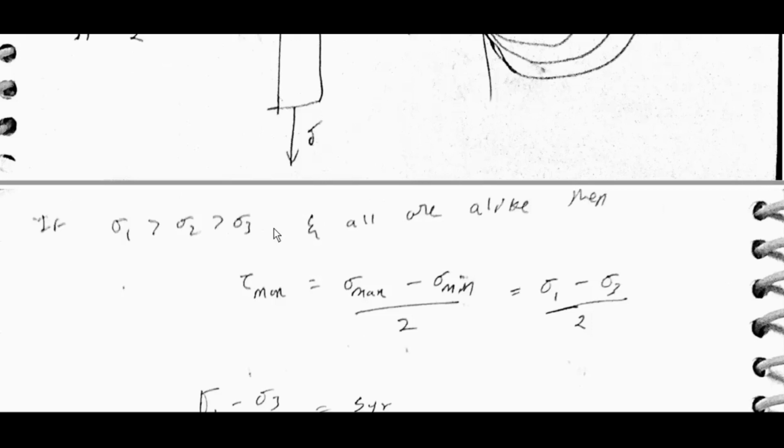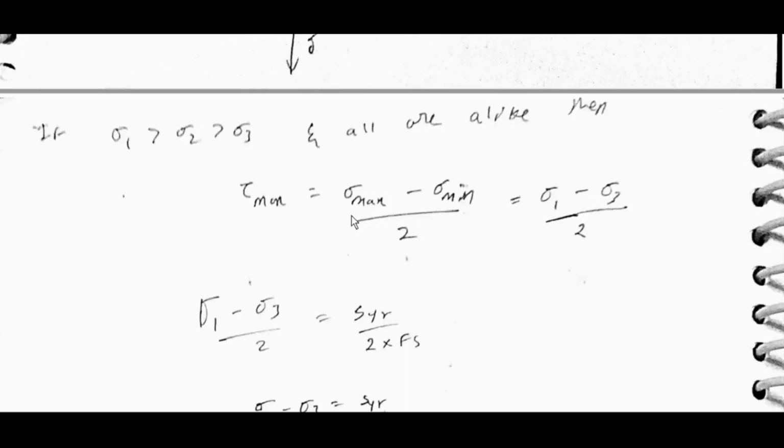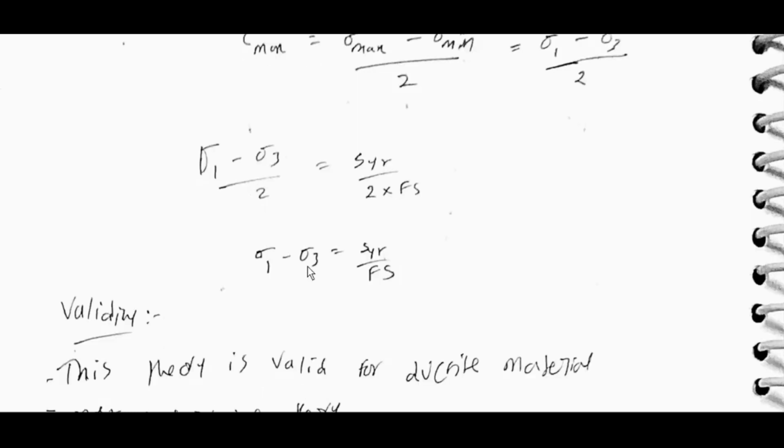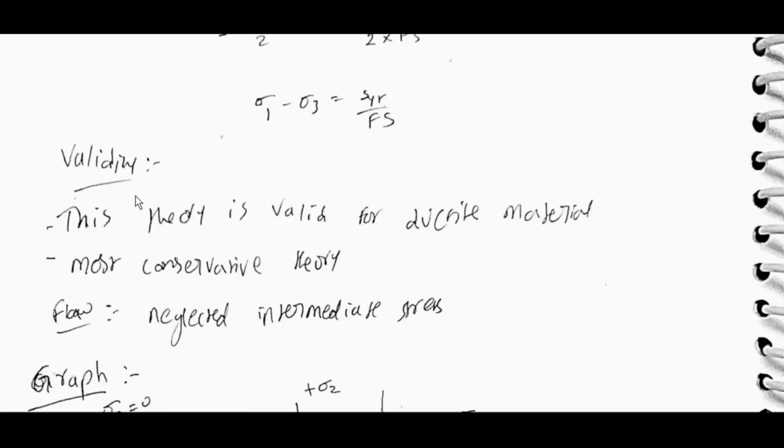If sigma 1 greater than sigma 2 greater than sigma 3 and all are alike, then tau max is equal to sigma max minus sigma min by 2, which is sigma 1 minus sigma 3 by 2, equal to SYT by 2 into Fs. So sigma 1 minus sigma 3 equals SYT by Fs. Validity: this theory is valid for ductile material. Most conservative theory. Flaw: neglected intermediate stresses.